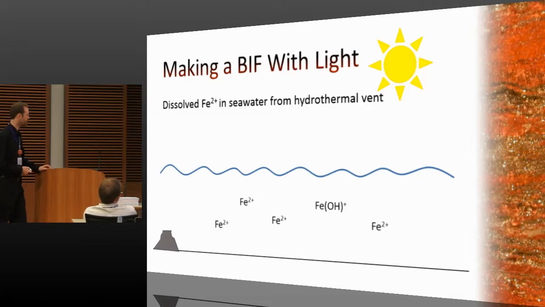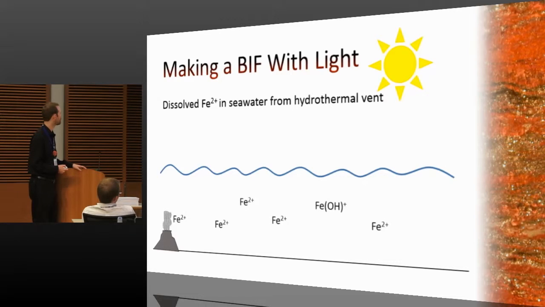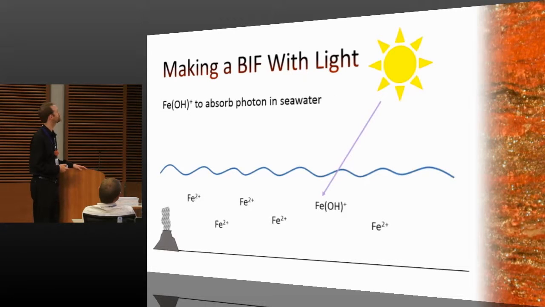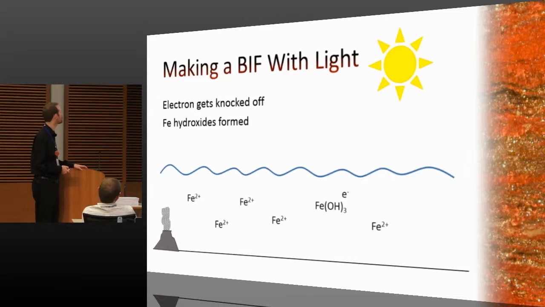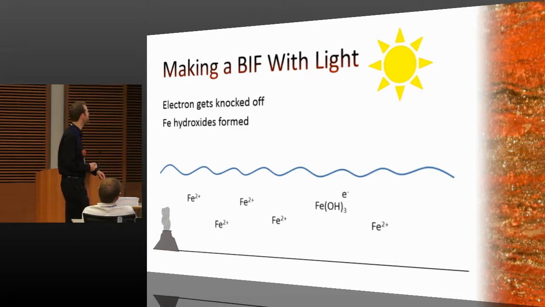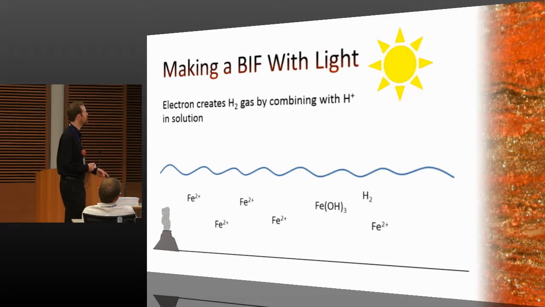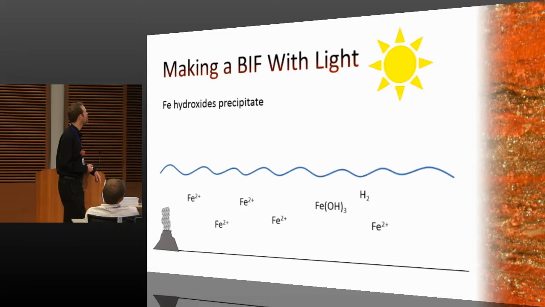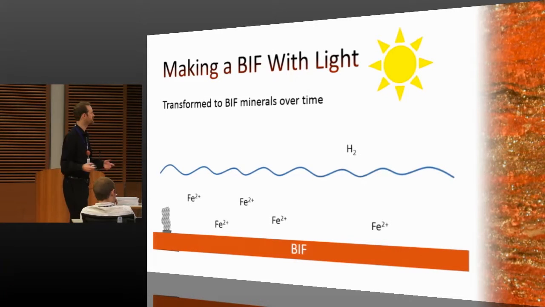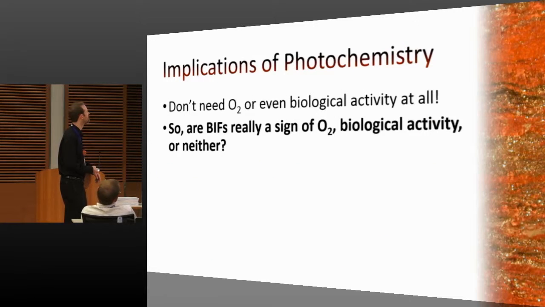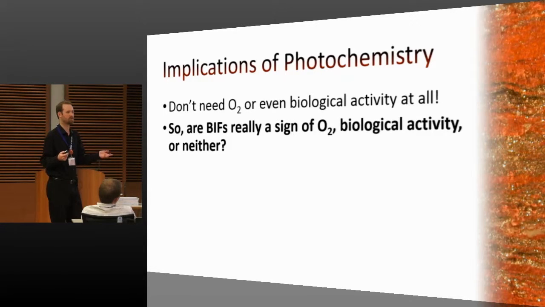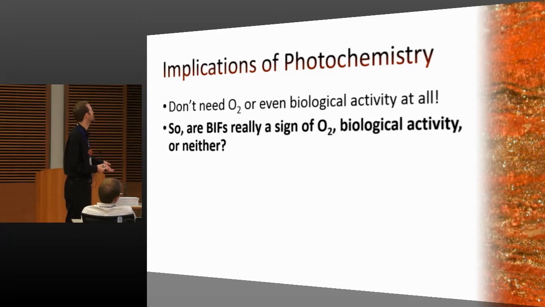So, making a BIF with light. You have dissolved iron in seawater from a hydrothermal vent, and then FeOH+ absorbs a photon. An electron gets knocked off, and you form iron hydroxides. That electron creates hydrogen gas by combining with H+ in solution. And then things precipitate, and over time you get the minerals of a BIF. So the implication here is that you don't need oxygen or even biological activity. So then, are these banded iron formations really signs of oxygen and life, or are they completely abiotic?